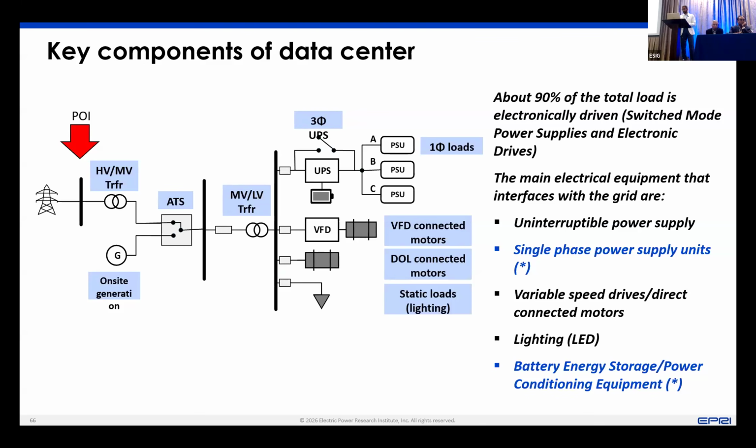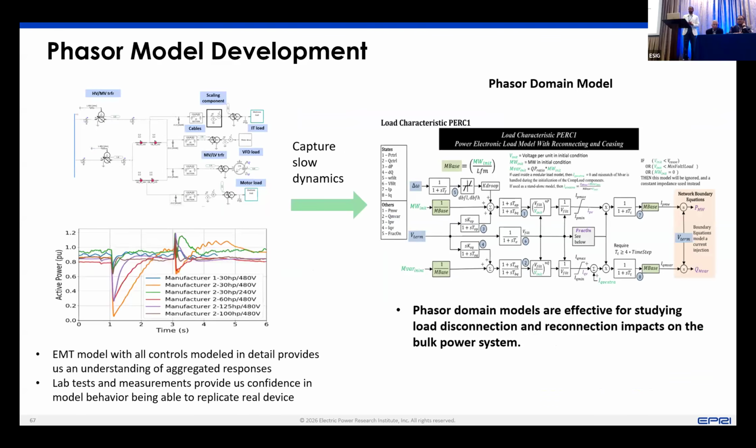So what is the model that we have today? The phasor model that we have today is called the PERC-1 model. It's called the Power Electronic Load Model, version 1. Very importantly, it says version 1. Why? Because we expect version 2s, 3s, 4s, and all of that. That's why we call it version 1. So the model is a performance model.